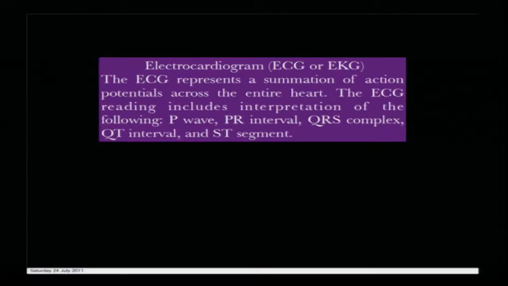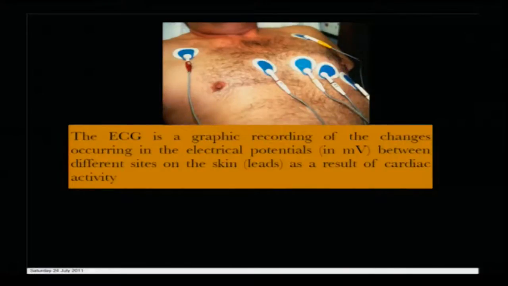Coming back to the slides, the ECG is a graphic recording of the changes occurring in the electrical potential, in millivolts, between different sites on the skin, as a result of cardiac activity. These are your leads, you are putting the leads on the surface. This is how it is being measured. These are all your surface electrodes on your body, which are picking up the global electrical signal of the heart.